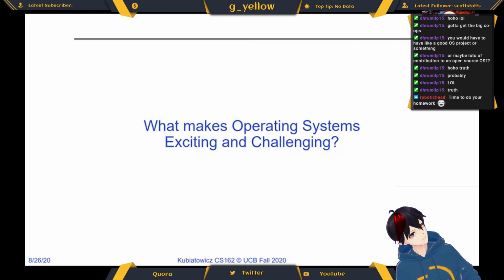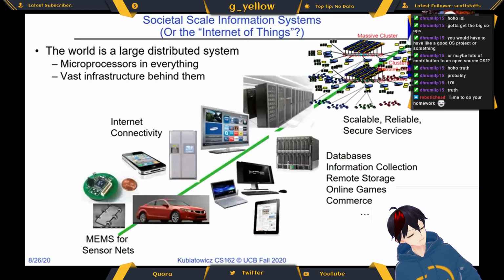So let's finish up here in the last 10 minutes or so and ask a little bit more about what makes operating systems exciting and challenging. This is what makes operating systems exciting: the world is a huge distributed system.